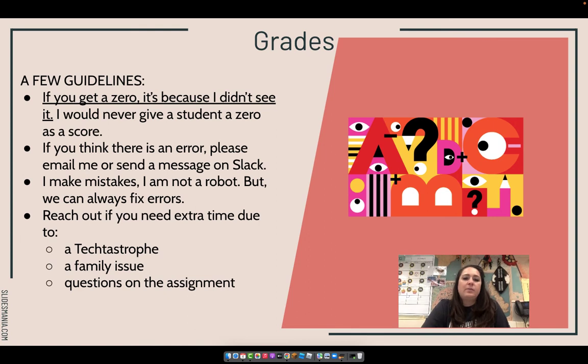A reminder on grades. I showed this last week, but if you get a 0 on an assignment, it's because I didn't see it, not because I gave you a 0. So if you get a 0, email me if you think that's a mistake. Don't panic. There's always time to fix any mistakes, okay?